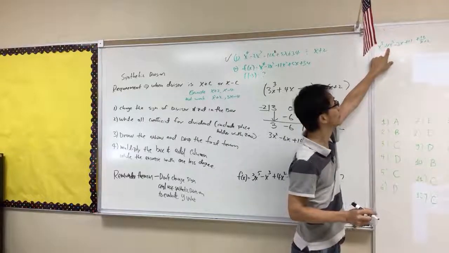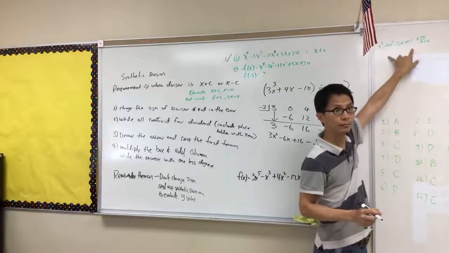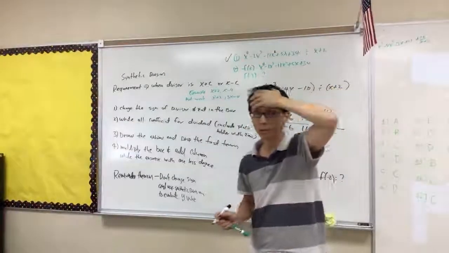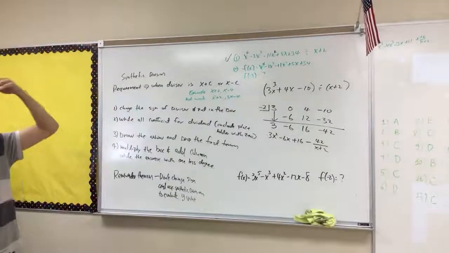Wow, it's right there, 4x squared minus 3x plus 11 plus 12 over x plus 2. Did you get it right? Yes. It's pretty easy, right? Yeah. It's not hard.